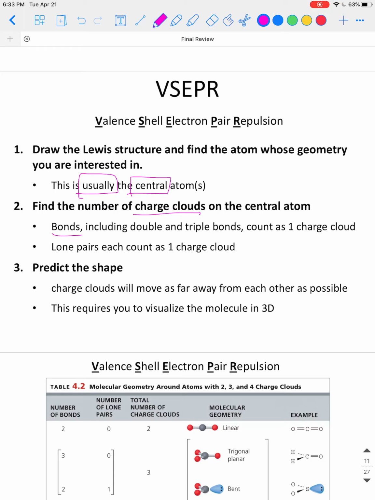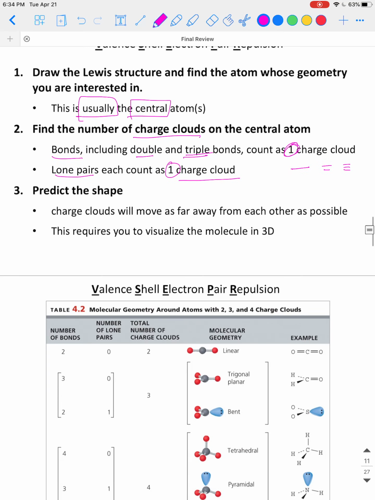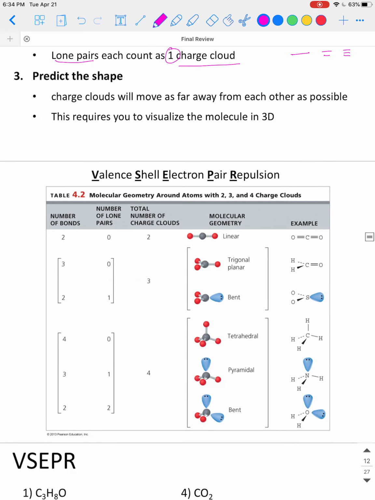Number 2, find the number of charge clouds on the central atom. What is a charge cloud? Remember, it is either a bond, including a double and triple bond. These all count as 1 charge cloud. Can also be a lone pair, and each of those count as 1 charge cloud. So bonds and lone pairs, doesn't matter if it's a single bond, a double bond, or a triple bond. Each of those is just 1 charge cloud.